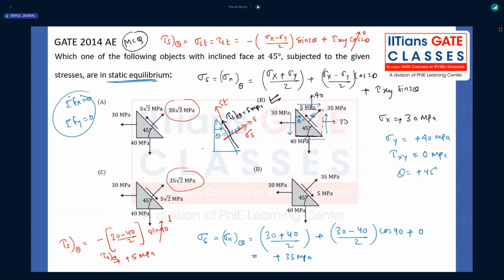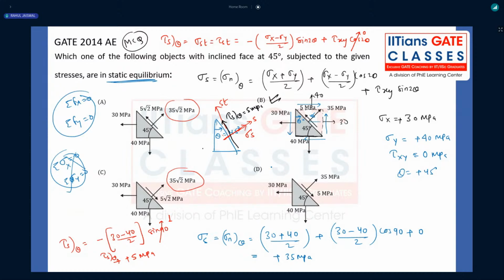For each option you have to see whether summation of forces in the x direction is zero, not summation of stresses in the x and y. Don't make the mistake. Summation of forces has to be equal to zero. Some of you will balance 35. This will be 45, sir. That will be 35 cos 45. That will be balanced with 35, 30 or not. You will see it like that. No, you have to see the particular dimensions also.